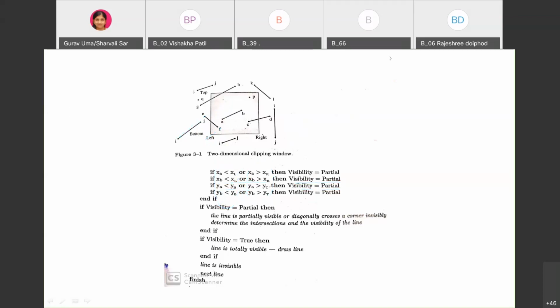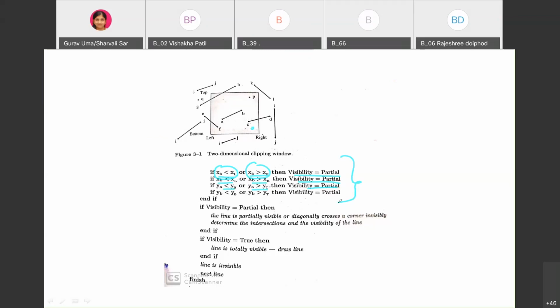I will repeat this step again. If xa is less than xl or xa is greater than xr, if this point or this point, then line visibility will be partial. Similarly, if xb is less than xl or xb is greater than xr, that means the point will be outside, so the visibility will be partial. Or if ya is less than yb or ya is greater than yt, then also visibility will be partial. So similarly, these cases are for visibility equal to partial.